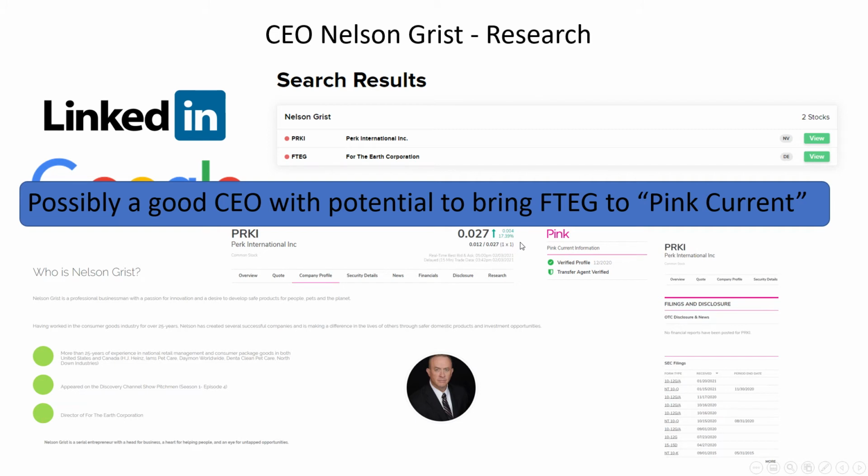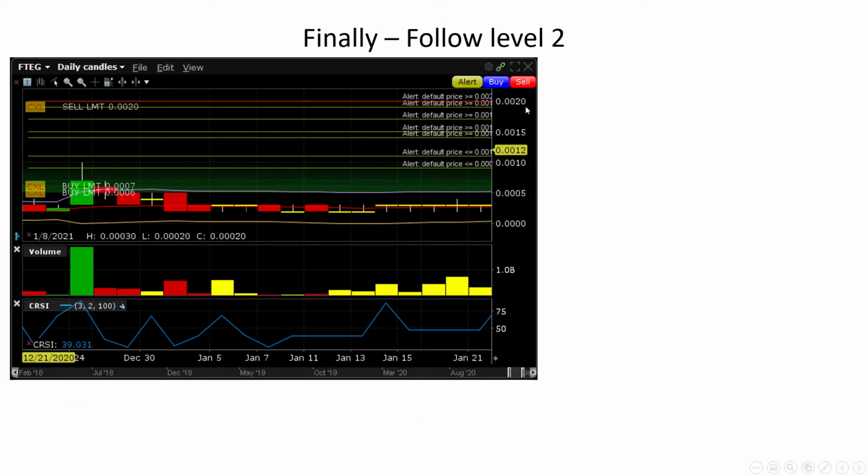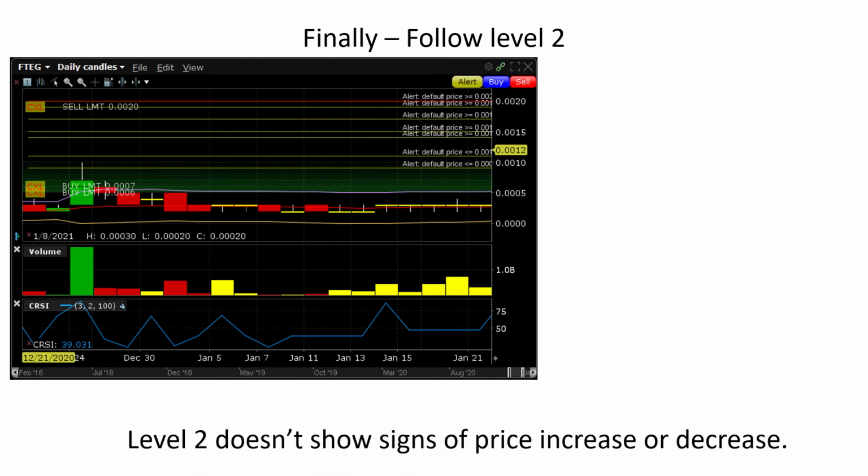So, we will follow level 2 to see if we can get an entry point, because what we have now might be enough or it might not. We still have to follow level 2 and see. From following level 2, we can see that there's not much going on. There are no vast increases or decreases in the price of the stock.